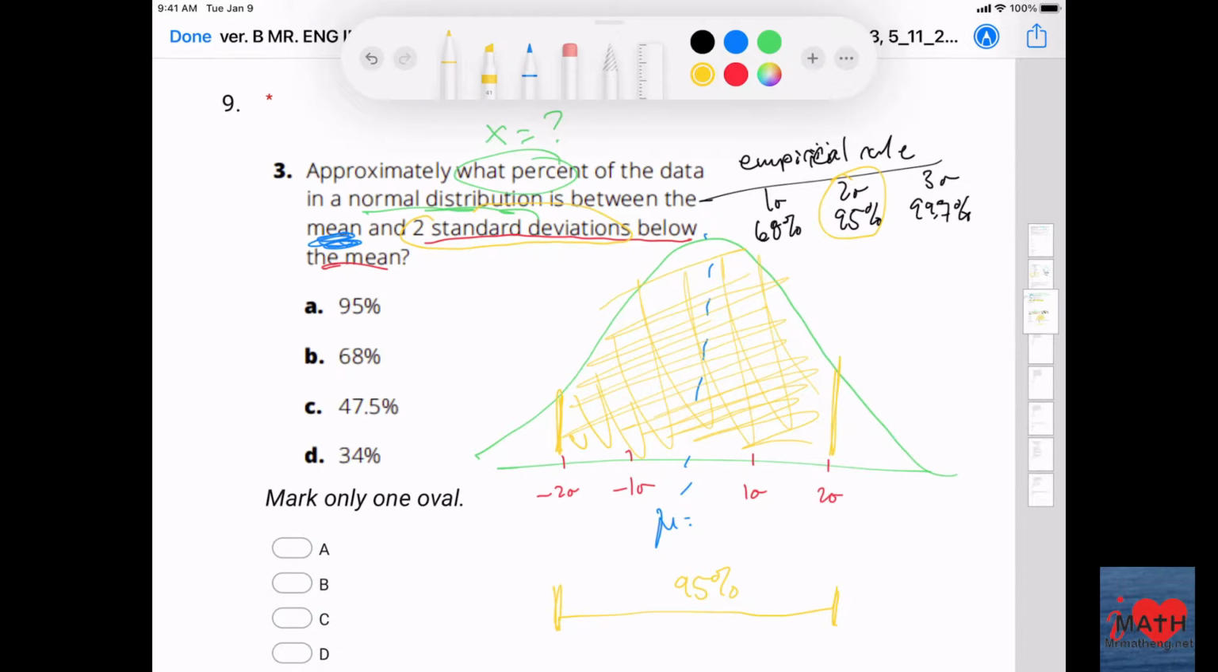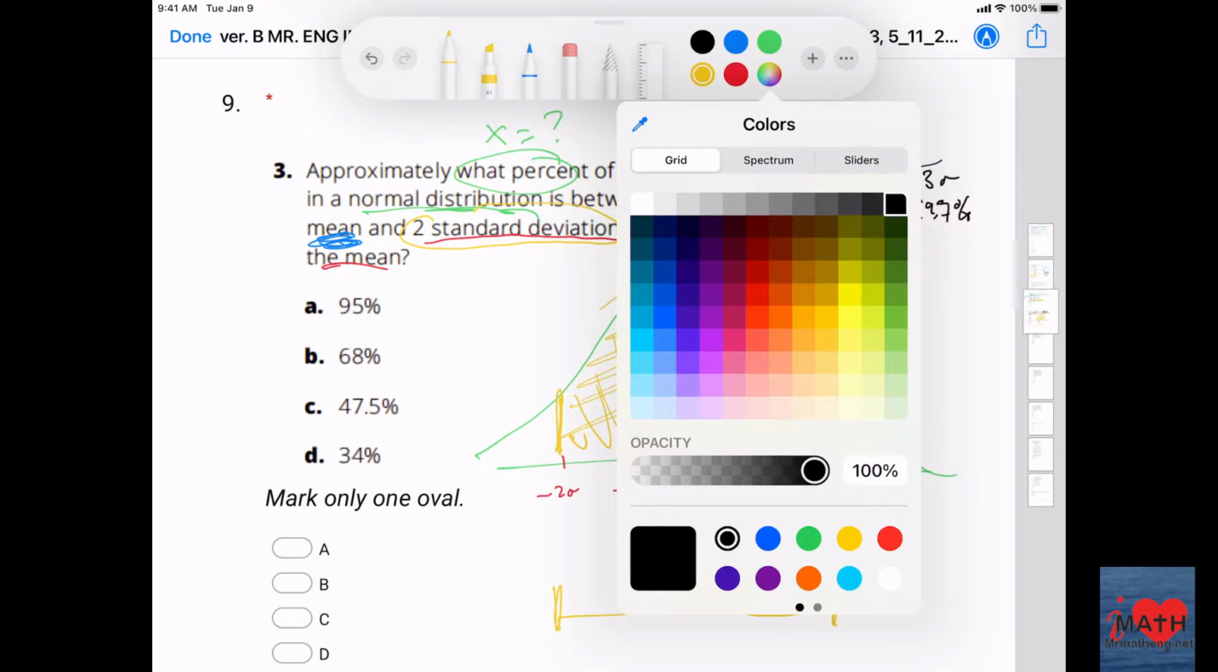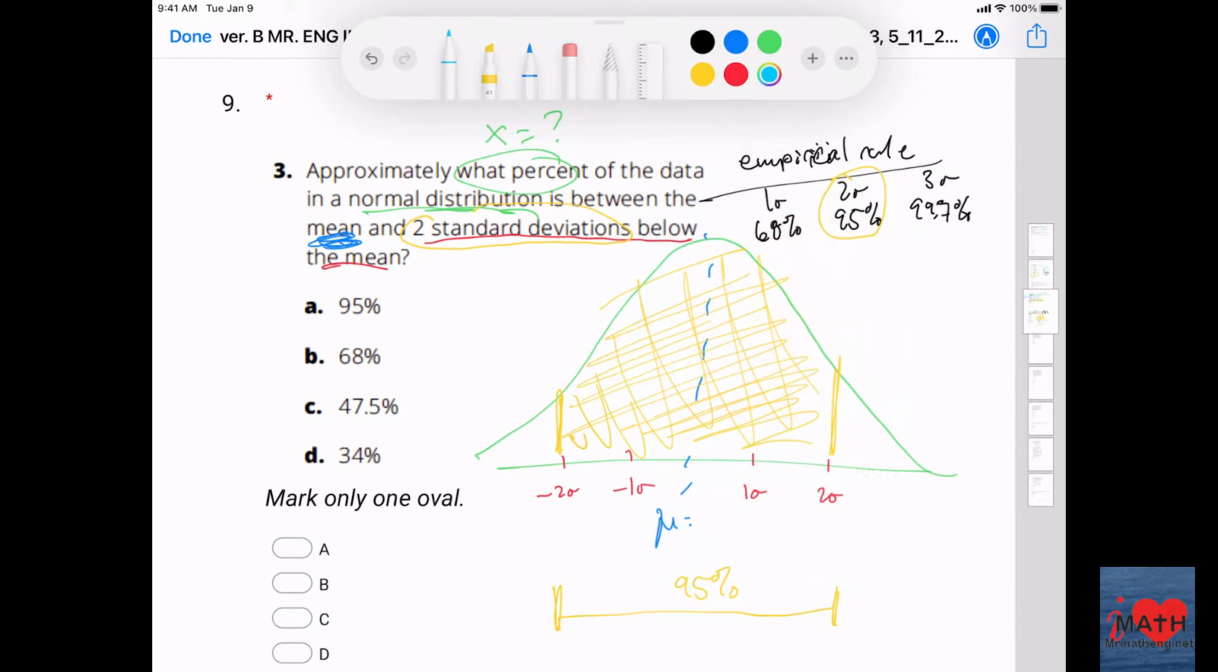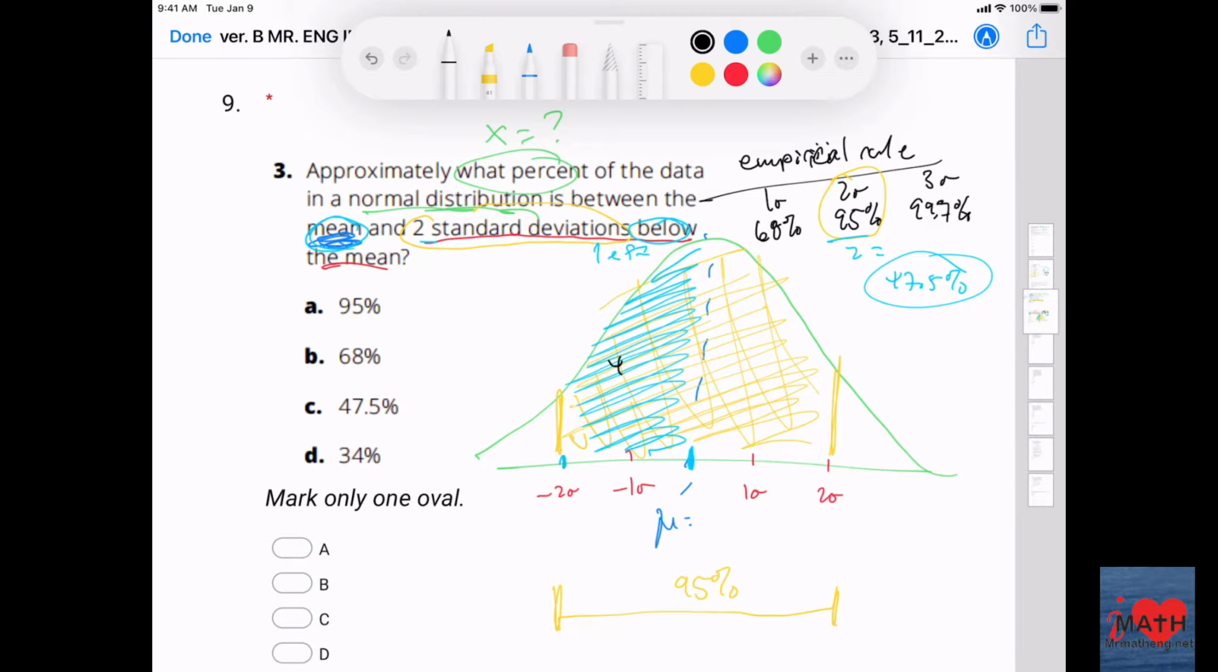Now pay attention. This problem is only asking for from the mean, which is the blue line, to 2 standard deviations below, which is towards the left, so here. So they basically want to know how much is just half of that to the left. Well, if you take 95 and divide it by 2, you'll get 47.5%. So this is 47.5%, and that would be choice C is your answer.